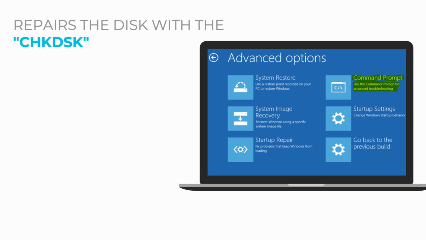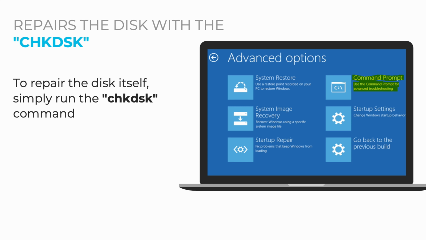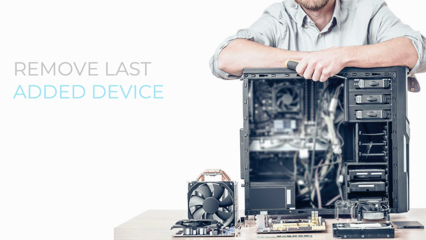Repair the disk with the CHKDSK command. Now that we've tested the boot order and tried a system repair, you can try to repair the disk itself, just in case it is damaged. To do this, simply run the check disk command, CHKDSK, in a command prompt that will be opened from the boot disk you created just before. Because remember, it is impossible for you to start Windows. So, you won't be able to run a check disk with the Windows command prompt.